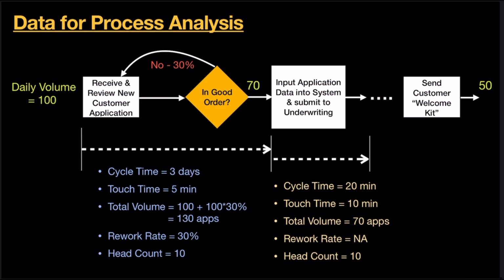And here's what I'm talking about. We looked at the next milestone, which is to input the application data into the system and submit it to underwriting. So now everything is considered in good order. I can proceed. I've got, again, cycle time, touch time, total volume, rework rate, and headcount. Notice here that the cycle time and touch time are incredibly close in nature, because why? I'm not inspecting for anything. There's no rework there. So the amount of time I may be working or putting data into the system is very close to the total cycle time.